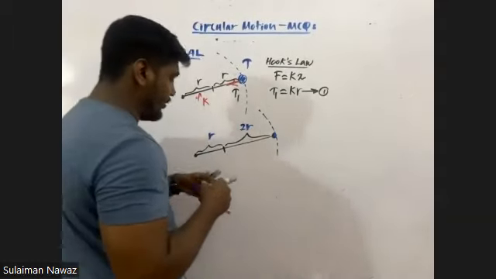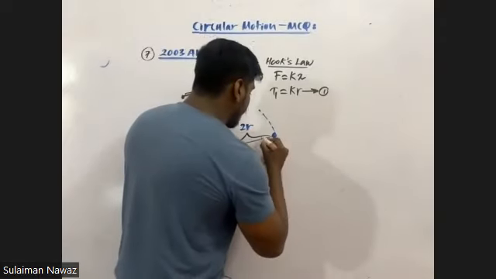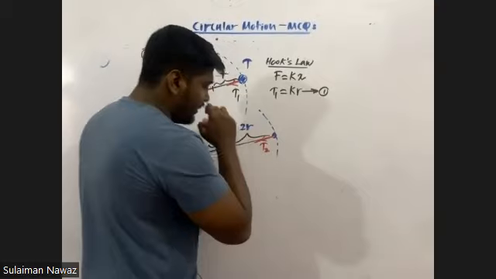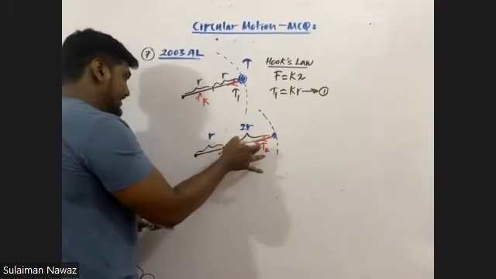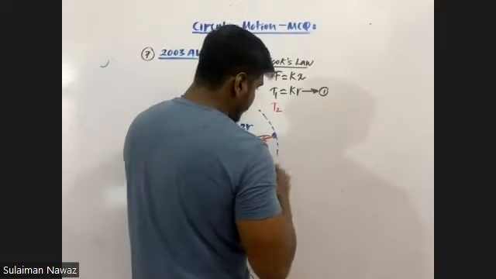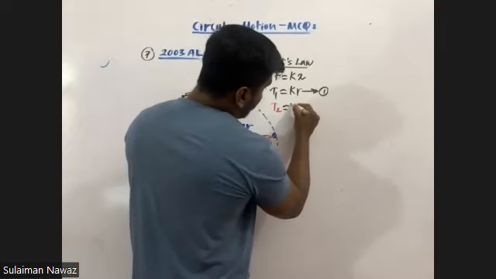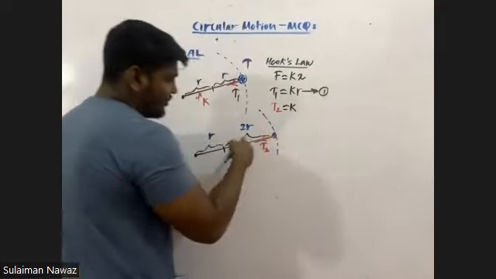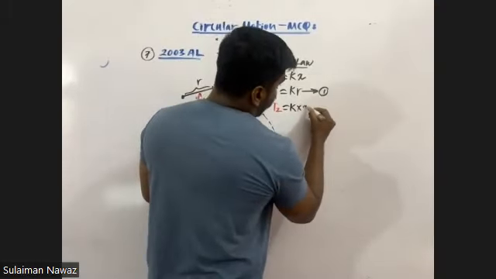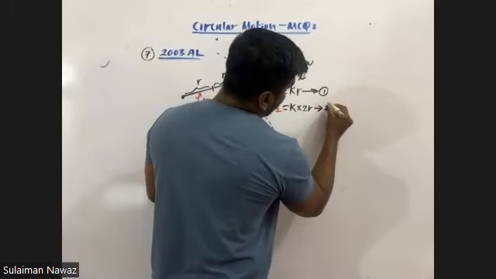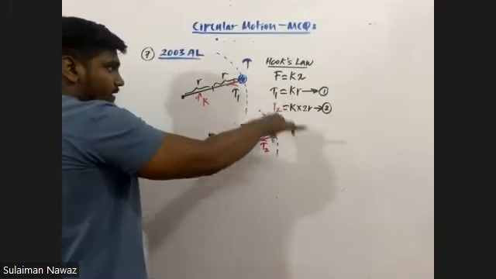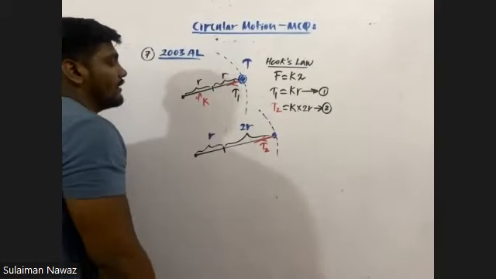Then let's say the new tension force is T2. The centripetal force is the tension force, that is T2. Then T2 equals the spring constant into the extension, that means the increase in length, that is 2r. That is equation 2. So tension force T1 is Kr, and T2 is K into 2r.